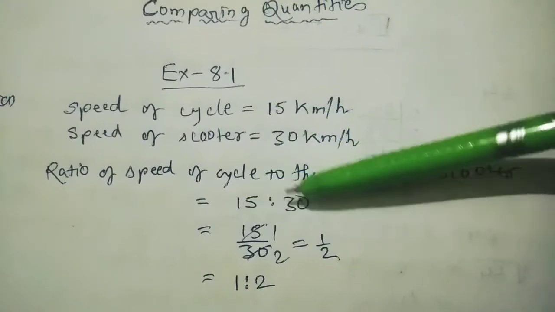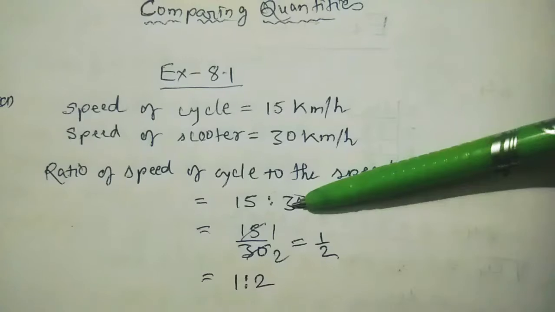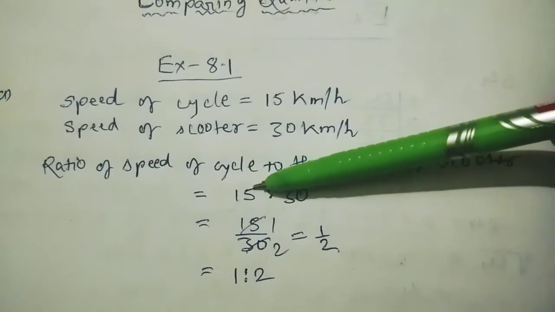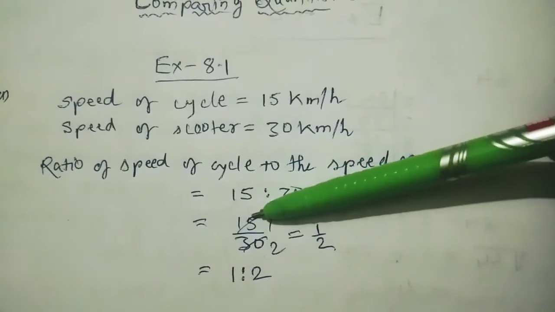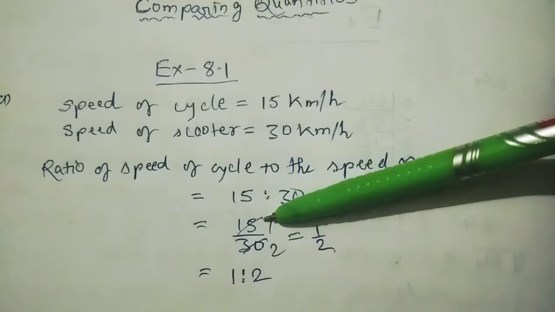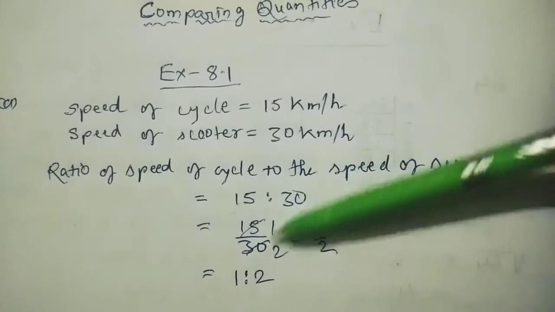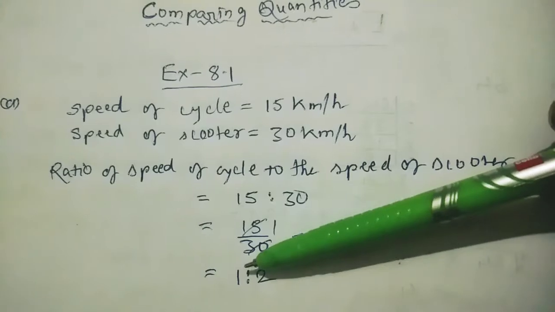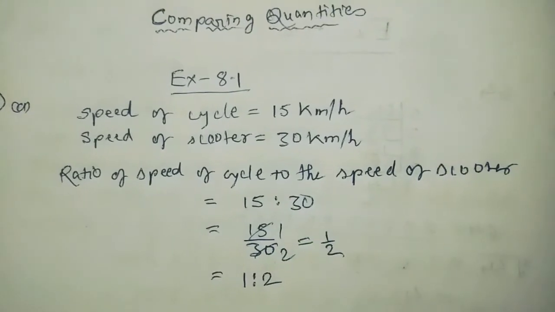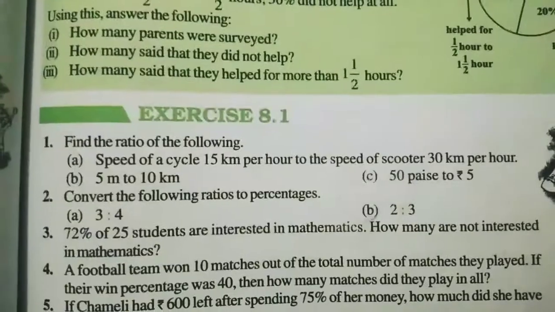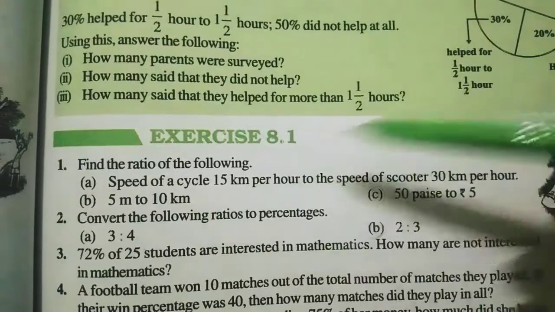So in simplest form you have to write 15 is to 30. You know that you can write the ratio as a fraction, so 15 by 30, and you have to simplify it again. So 15 once 15, 15 twice 30, so 1 by 2. The final answer of the ratio is 1 is to 2. Okay, understood?